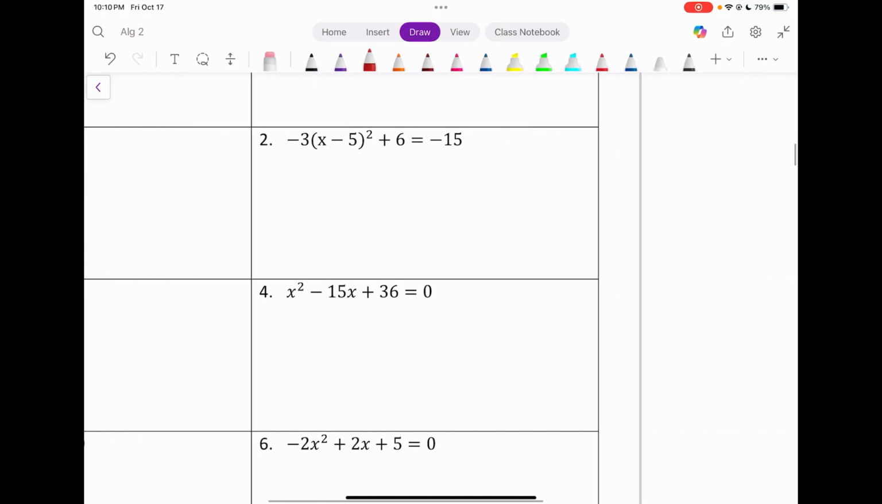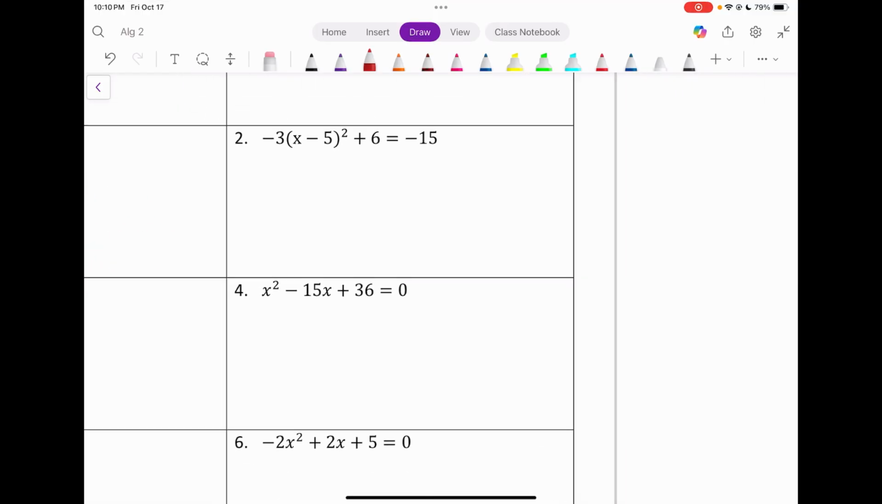So most of these are going to have two answers. Next one, the exact same thing. To get rid of plus 6, we're going to subtract 6. And we now have negative 3, parentheses, x minus 5 squared equals negative 21. To get rid of the negative 3, we'll divide. So x minus 5 squared equals 7.